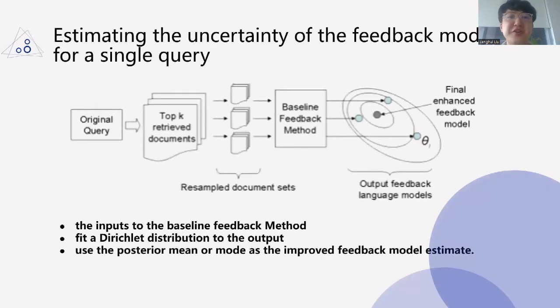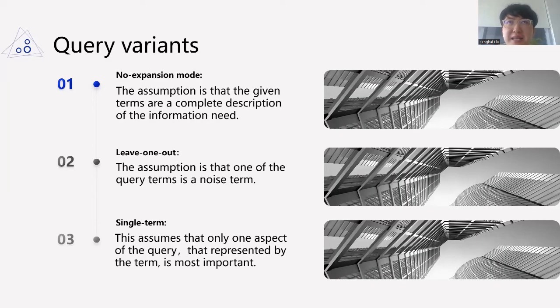So this is a picture about estimating the uncertainty of the feedback models for a single query. We can get 3 pieces of information. The first one is the inputs to the baseline feedback method. And the second one is the fitted Dirichlet distribution as the output. The third one is to use the posterior mean or mode as an improved feedback model estimate.